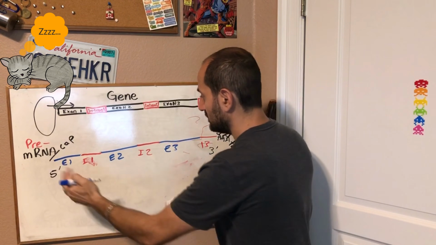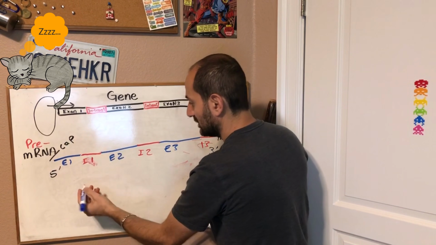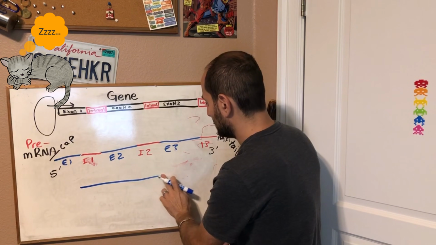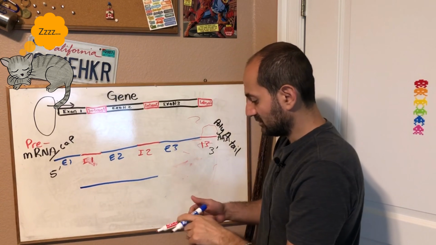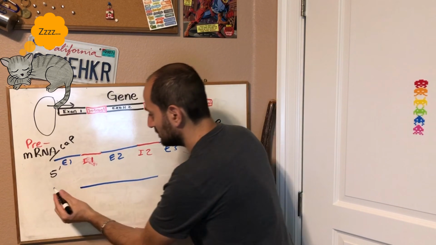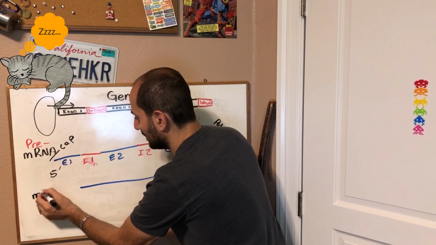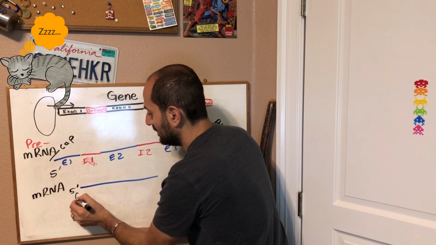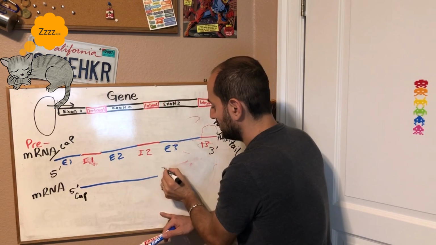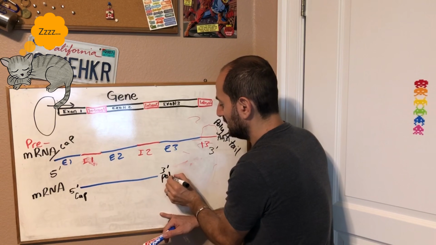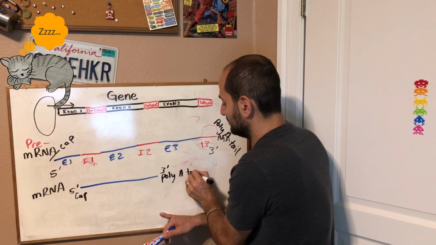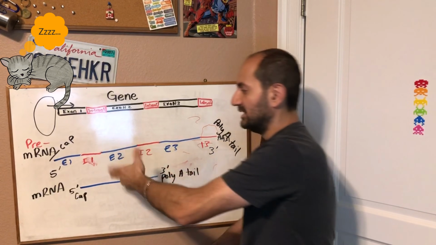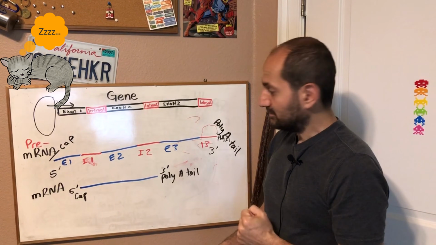So what are you left with? If you cut out all the introns, you're going to be left with a shorter mRNA. This short mRNA is called your mature mRNA. Here's the 5' with a cap. Here is the 3' with a poly A tail. And it's a much shorter mature mRNA because we've cut the intron information out.